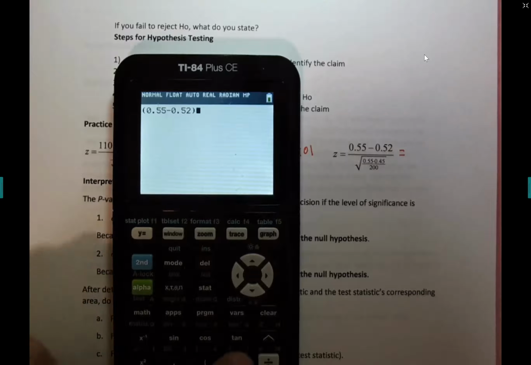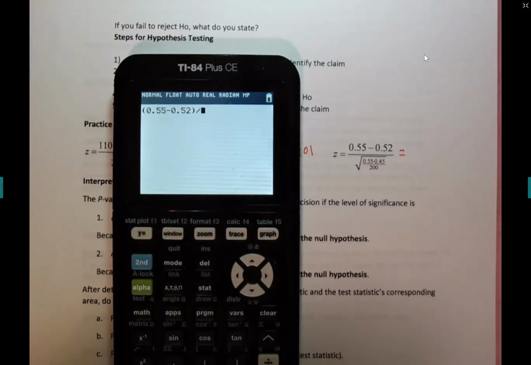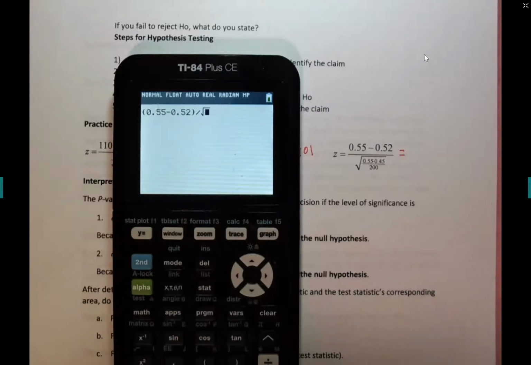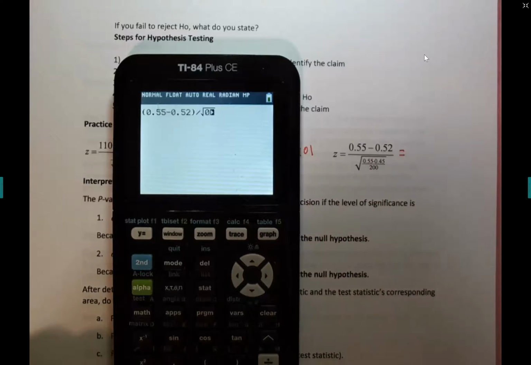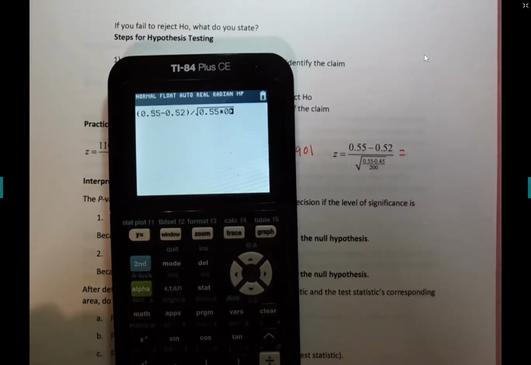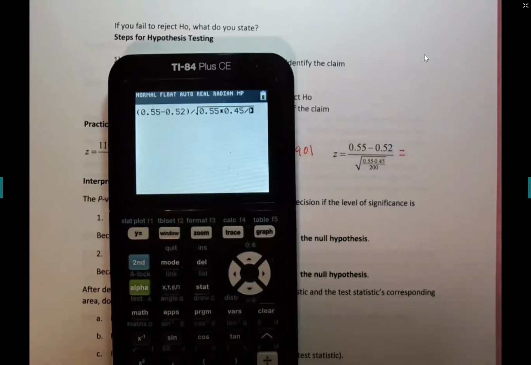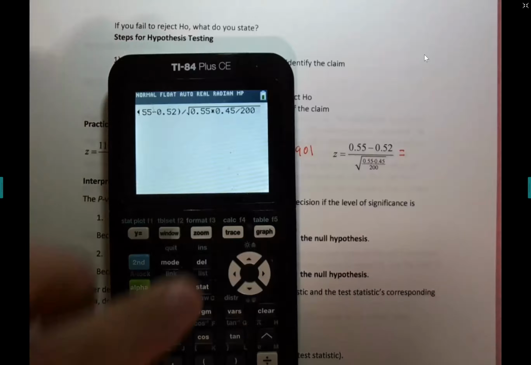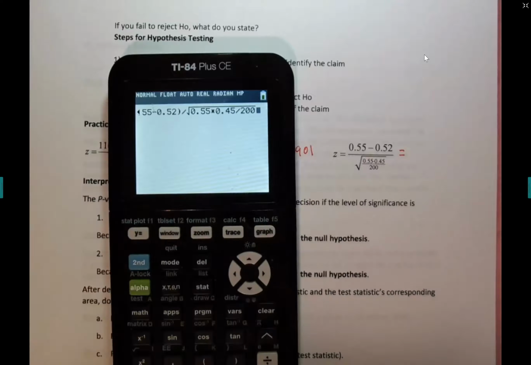Don't forget parentheses. It's critical that you put parentheses. If you don't put parentheses, what the calculator will do is take 0.52 and divide it by the denominator only. And we need a square root. And you can simply put in there 0.55 times 0.45 divided by 200. And to exit, you just press here. And here you go, 0.85.